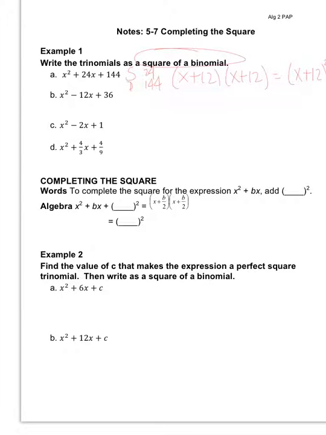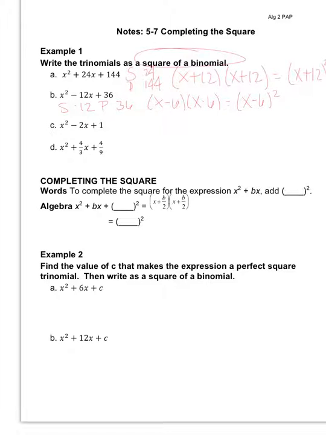Looking at the next one, we want the sum to be negative 12 and the product to be 36. So you want to add to negative 12 and multiply to 36. That would be negative 6 and negative 6, so x minus 6 times x minus 6, but again, we're going to write that as x minus 6 squared.